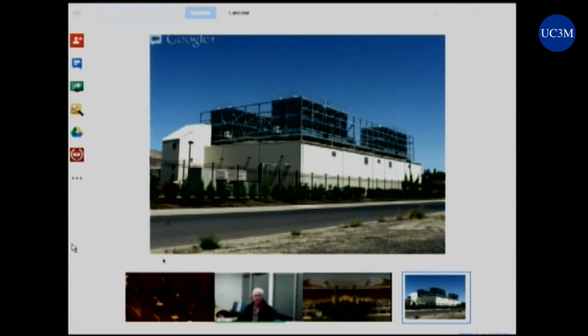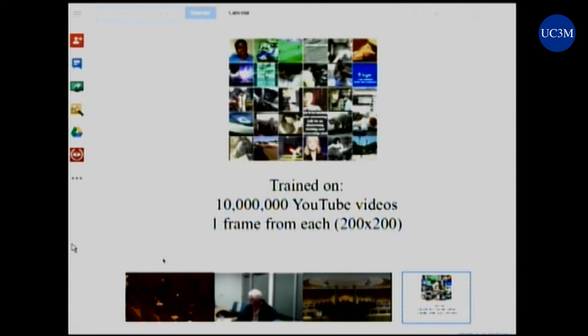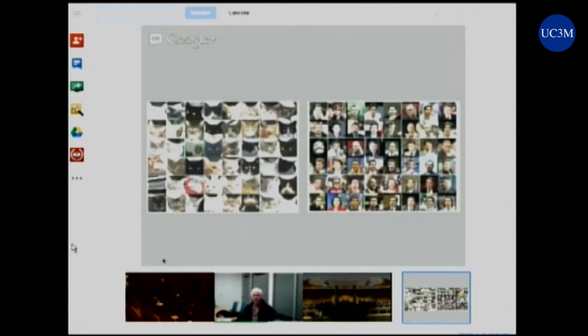And here's the rough idea of the size of the computer that we're dealing with. So 16,000 CPUs on 1,000 different servers, and we were able to build a model with 1 billion parameters, about 100 times larger than anything that had been done before. We were hoping that by just applying more computing power and being clever, we'd get better results. So we trained it on YouTube videos. We chose 10 million YouTube videos, and for the first trial, we didn't give them the whole video, but we just chose one frame from each of the videos. So that's a representation of the world. And here's what comes out.